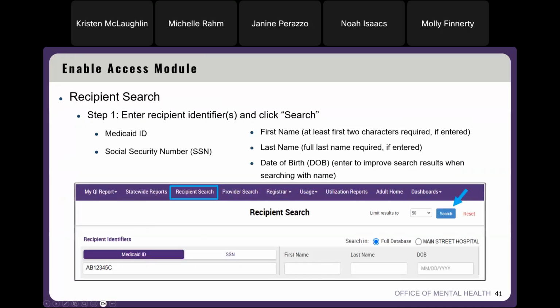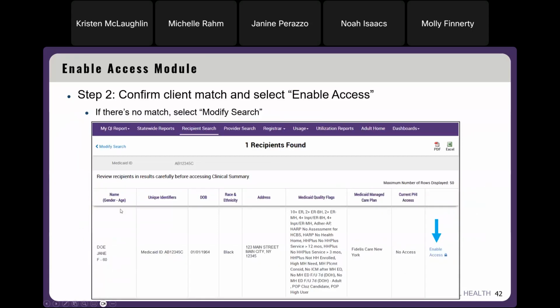All right, so let's talk about how do I enable access. So first you would search for the client. And again, using a unique identifier is the best way to get only one person back, right, ideally. But again, you do have the option of using a combination of name and date of birth. So here I search for somebody using their Medicaid ID. I would just want to make sure that I'm confirming that Jane Doe, this is the Medicaid ID, that's her date of birth, that's her address, all of this looks right, then I can enable access. If it's not a match, you'd want to modify the search.